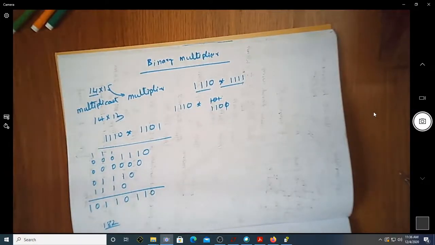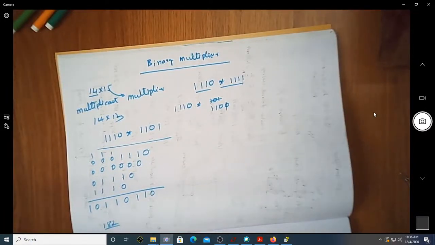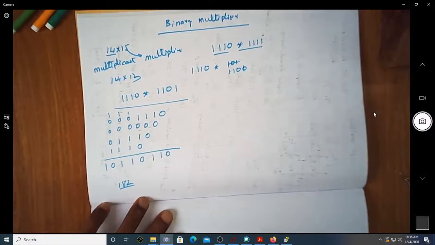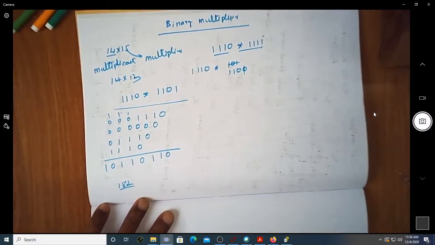This is how we manually multiply two numbers by considering the multiplier and multiplicand. If your multiplier bit is 1, you add the multiplicand. If the multiplier bit is 0, you simply shift by 1 bit. This is the idea behind realizing a binary multiplier.